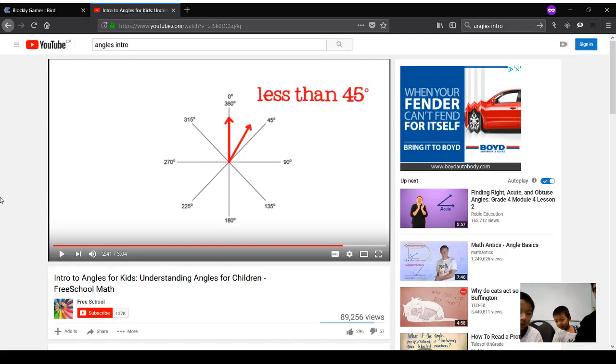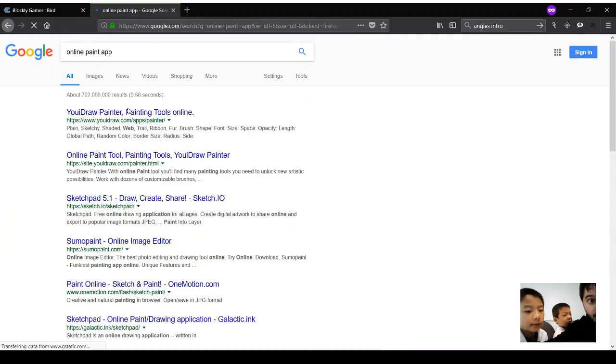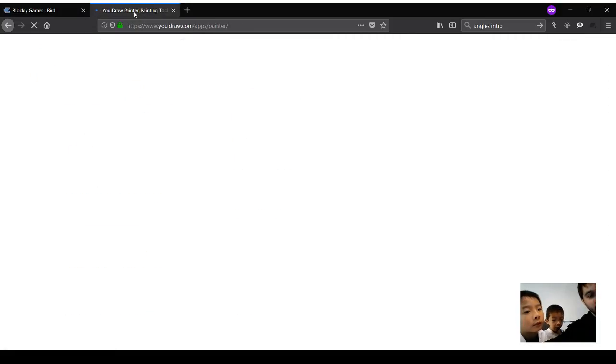So for us, this circle is going to be rotated a little bit. This is not the best illustration. Let's see if I can find an online paint app for drawing. Here we go. Let's draw the angles that we need to learn for this bird app that we're going to program.